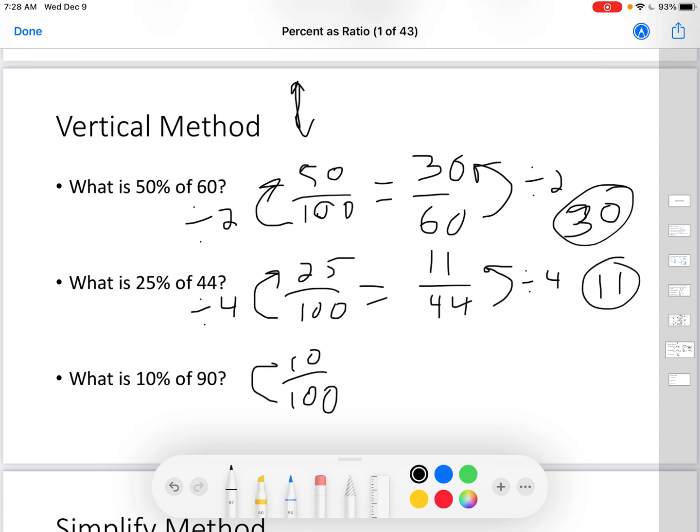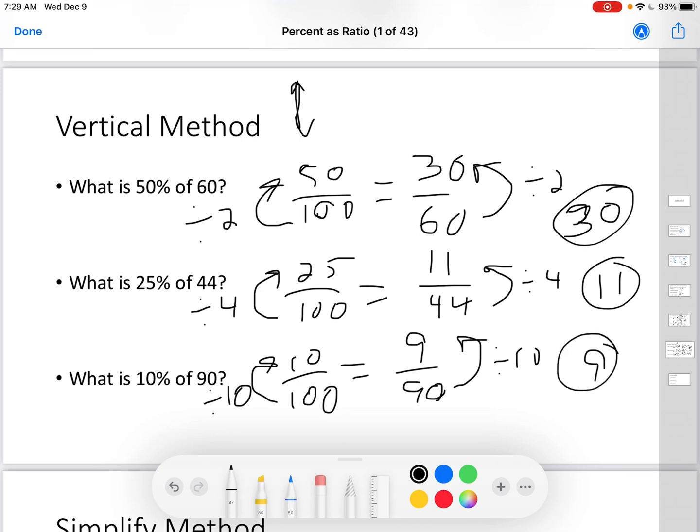10% is 10 out of 100. How do I go from 100 to 10? I divide by 10. So out of 90, what are we going to do to 90? We're going to divide by 10. 90 divided by 10 is 9. So therefore, the answer is 9.